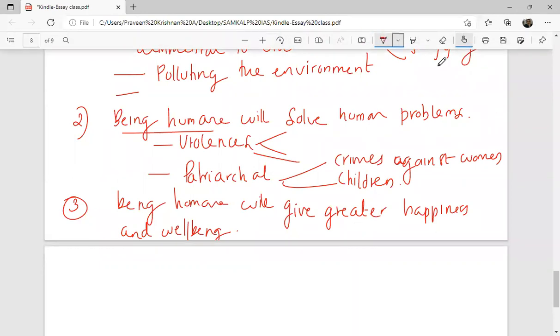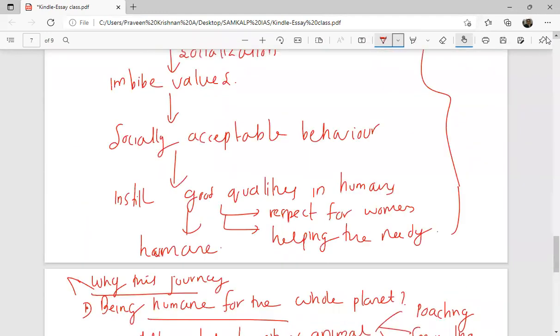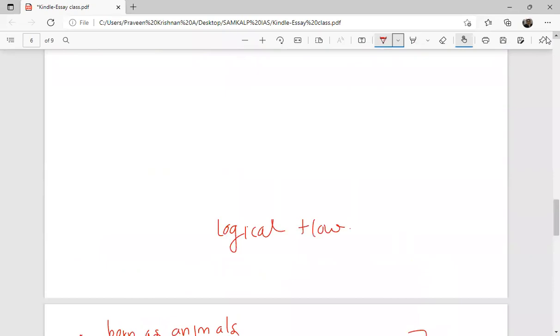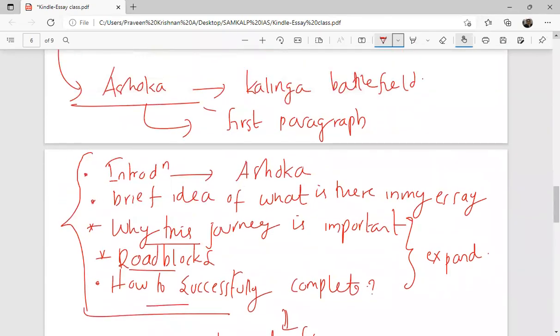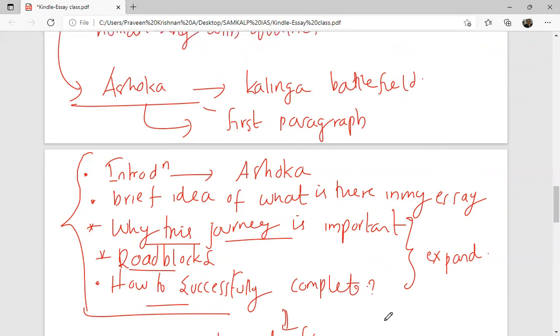Fine. Now that we have expanded the first part of the essay into different perspectives. The first part of the essay was why this journey is important. This idea we have expanded into multiple perspectives, multiple dimensions, and we are giving examples. You can even give quotes. When it comes to the example of violence, you can take the quote from Gandhiji, or when you are writing the example of violence against women, you can take the quote from any feminists and all that.